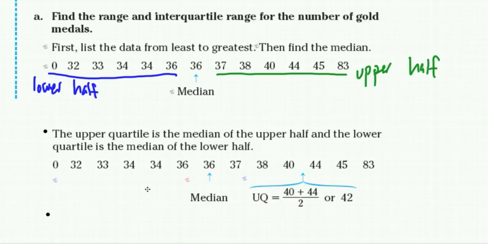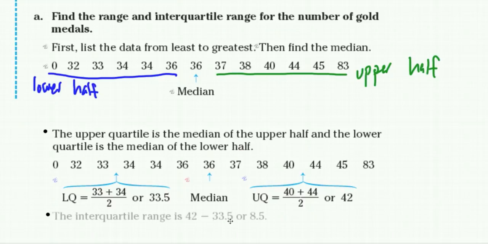In the same manner, to find our lower quartile, we need to find the median of the lower half. Since, again, we have an even set of data, which is 6 pieces, the median will be the average of 33 and 34. So our lower quartile would be 33.5, because when you add 33 plus 34 and divide that by 2, you get 33.5. We now have our lower quartile and our upper quartile, and to find the interquartile range, we simply subtract 33.5 from 42, and the interquartile range is 8.5 for this example.